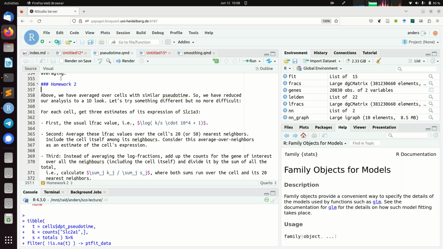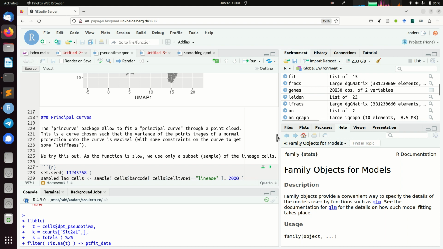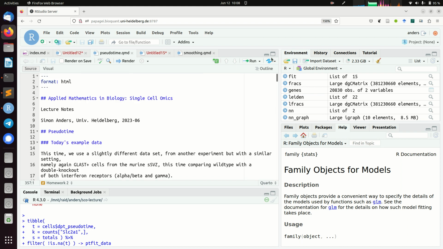So, let's wait a moment for the projector to switch on. I hope it's, yep, it's just very slow.